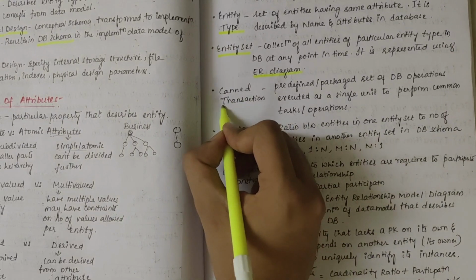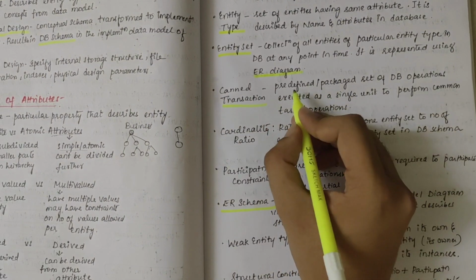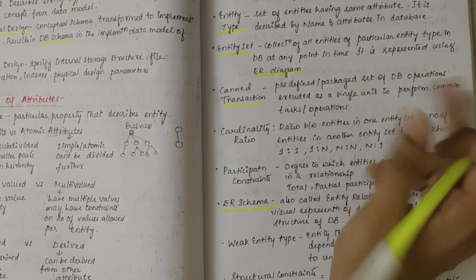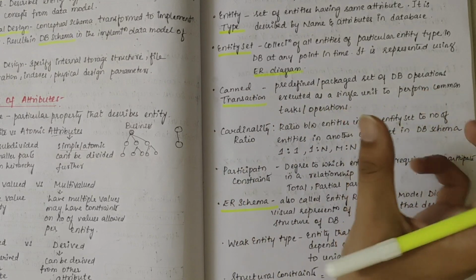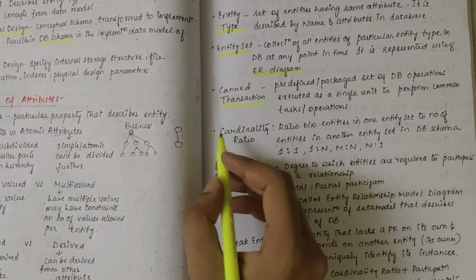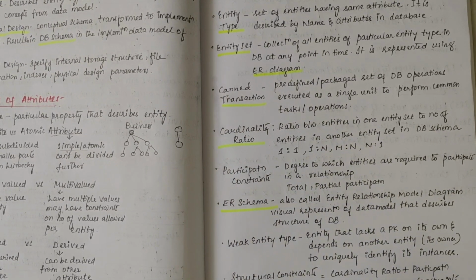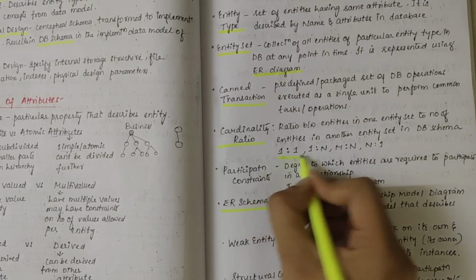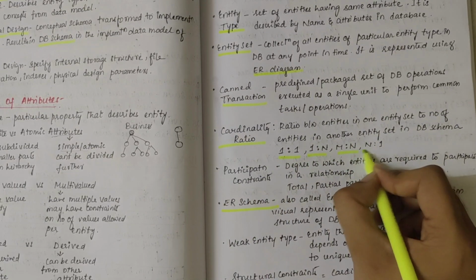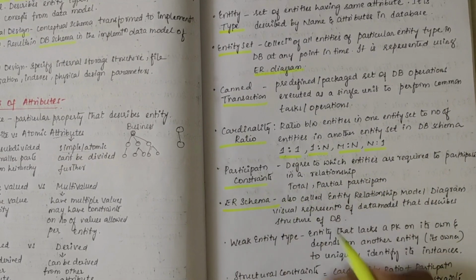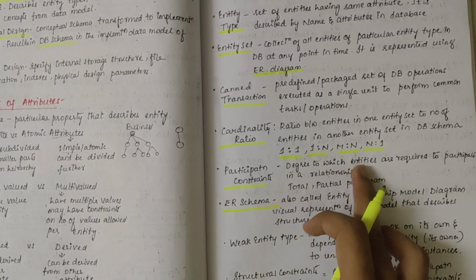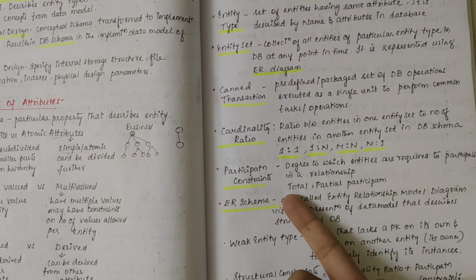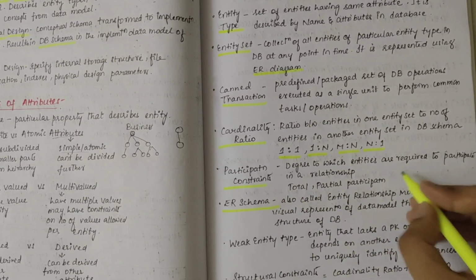Then we have canned transactions. They are a predefined or packed set of instructions, database operations, which are executed as one single unit to perform a common task or operation. Then coming to cardinality ratio, it is the ratio between one entity to another entity. It could be 1:1, one to many, many to many, or many to one. Then we have participation constraints. They tell us the degree to which entities are required to participate in a relationship. It could be total participation or partial participation.